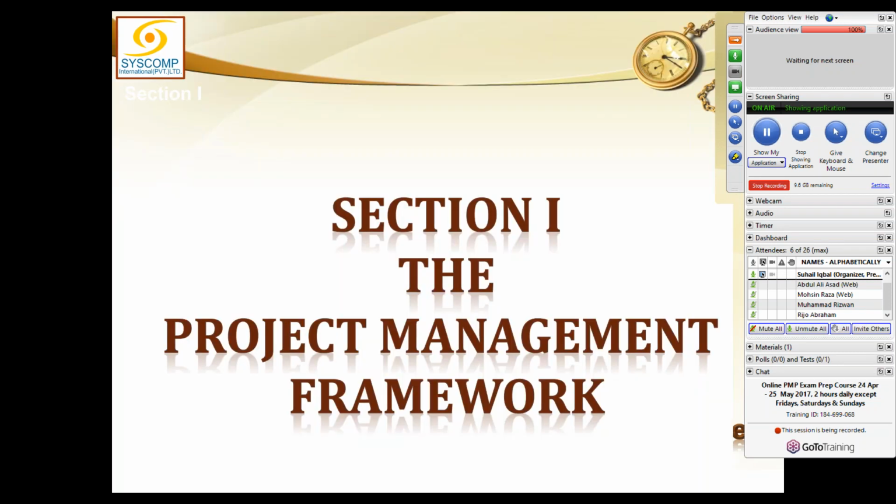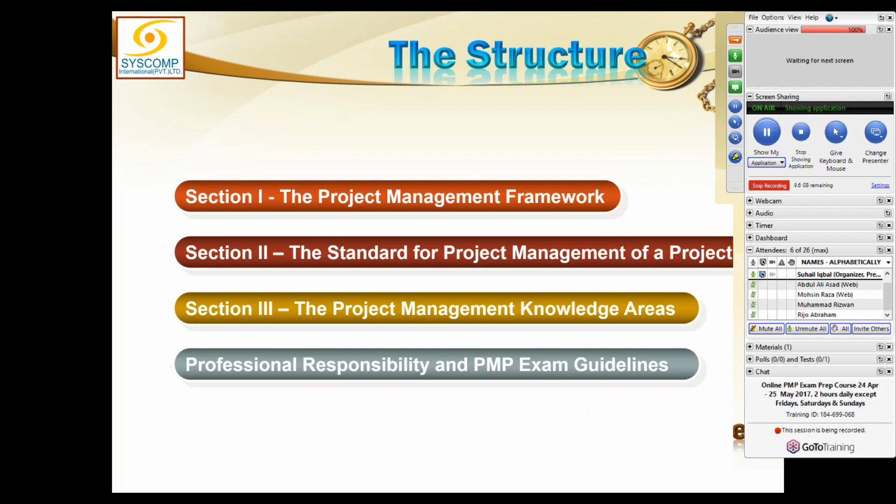Right. The whole book is divided into three sections. The first section, as I said, is the project management framework, which is the first two chapters. Second section is the framework itself, where the standard of project management is defined. What are the process groups, what are the knowledge areas, and what are the ingredient processes in each. So it's a brief introduction of all of those. And third section comprises the 10 chapters of the 10 knowledge areas. And then in addition to that, you have the professional responsibility and the business ethics for the project managers.